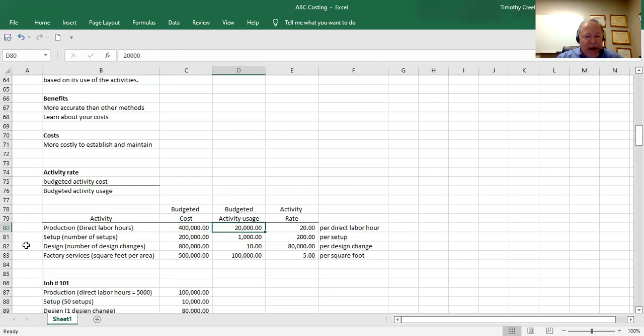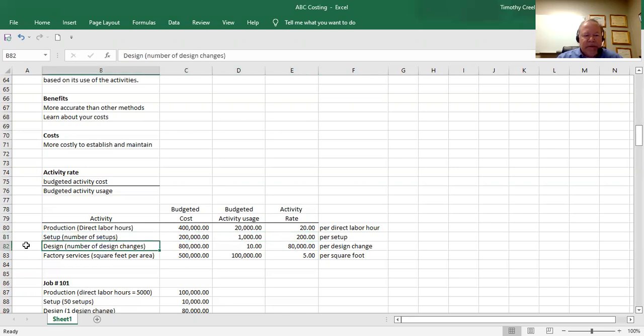So budgeted cost, budgeted activity usage. This would be 20,000 direct labor hours. We would take the 400,000 and divide it by the 20,000 budgeted direct labor hours, and we would get an activity rate of $20 per direct labor hour. For setups, we've got $200,000 cost assigned, budgeted to it. We anticipate 1,000 different setups. And so we would come up with an activity rate of $200 per setup.